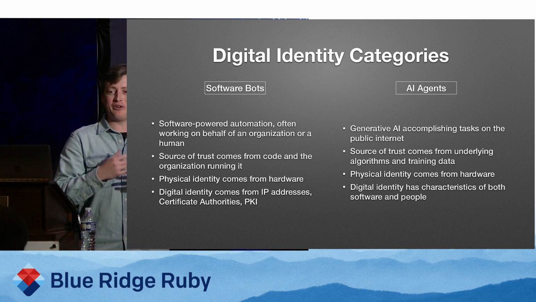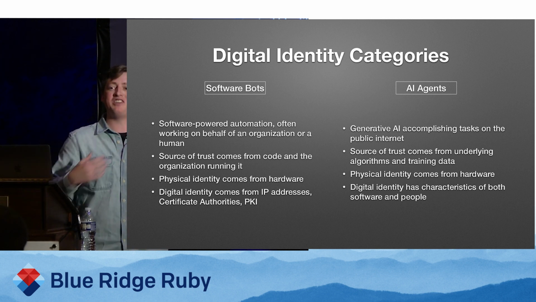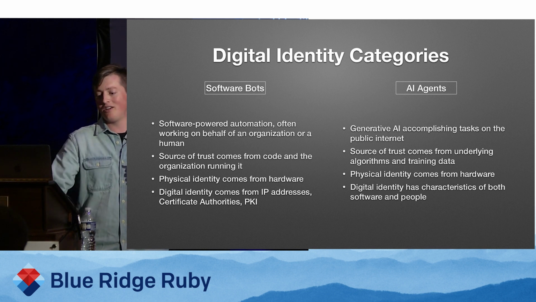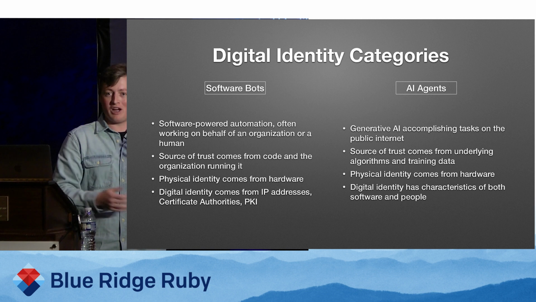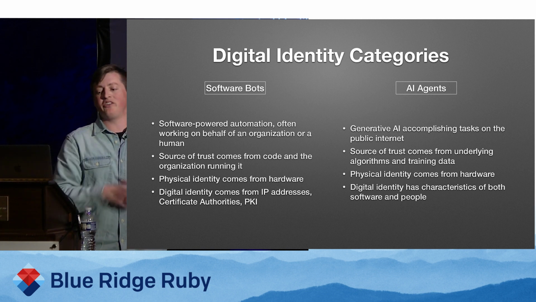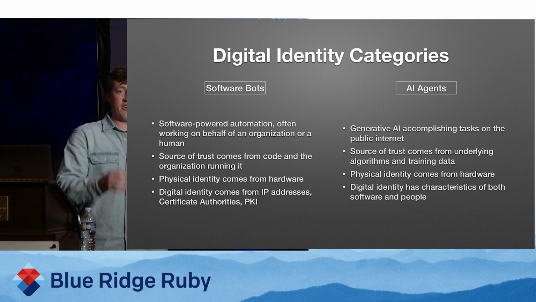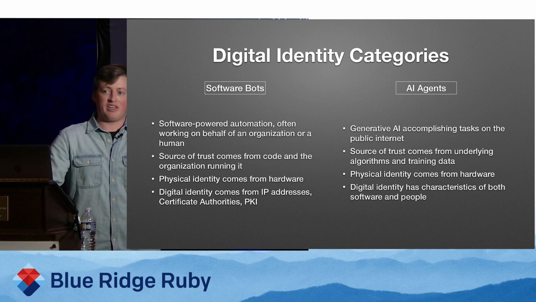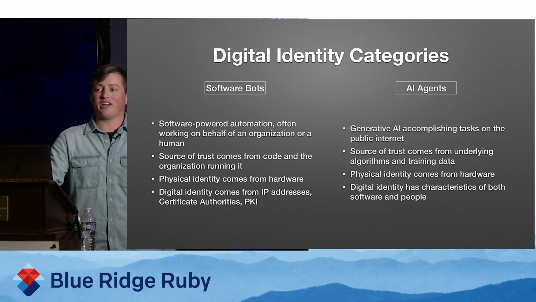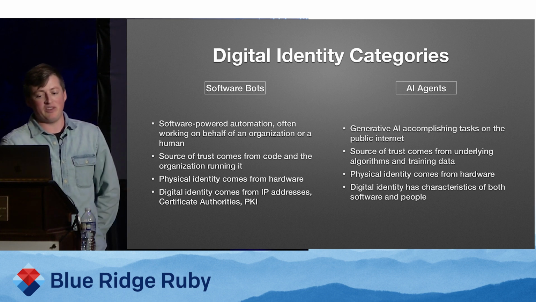If you're not running the code yourself, you're not going to see any hardware identifiers. Digital identity, these are things we're often familiar with: IP addresses, DNS systems, certificate authorities for apps running on the public web, or other types of public key infrastructure for things maybe working in an enterprise setting, kind of VPC.